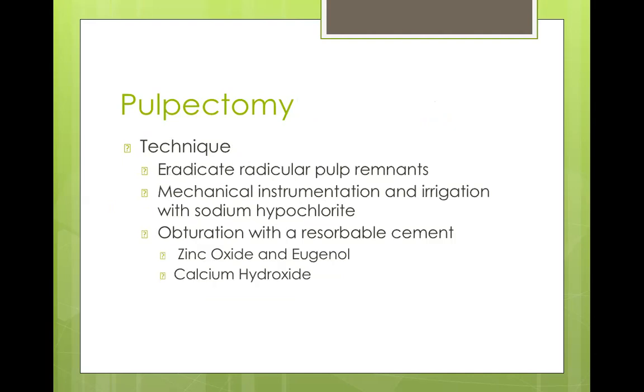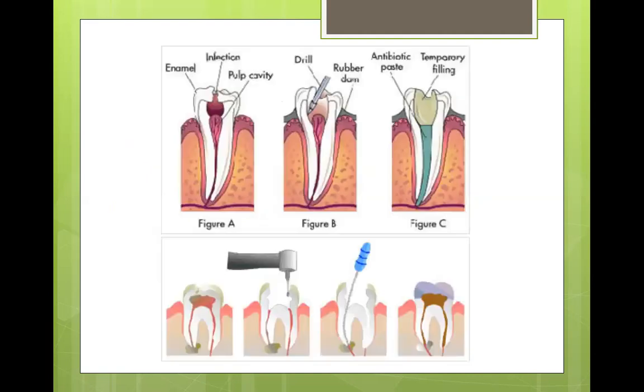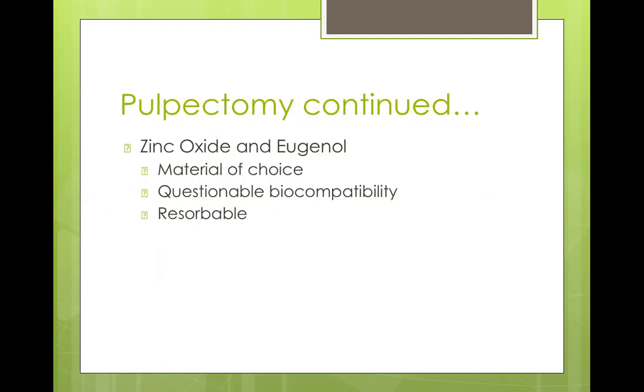And what do you do? You eradicate radicular pulp remnants, pretty much you take out all of the pulp. You instrument the pulp mechanically, and you irrigate with sodium hypochlorite. And then you obturate with a resorbable cement, because this tooth is going to fall out, so you don't want something that is going to be non-resorbable. So things like zinc oxide eugenol and calcium hydroxide are good for that. There's just a picture showing what you want to do. Zinc oxide eugenol is the material of choice.